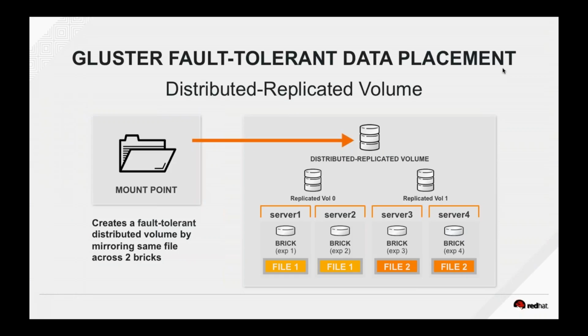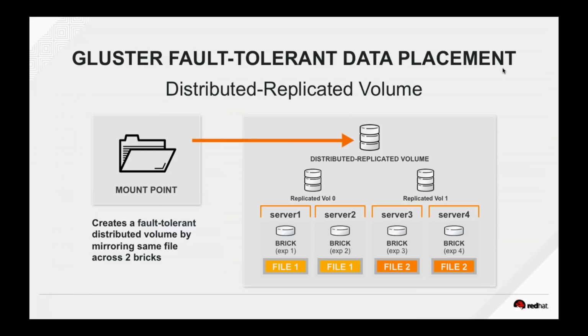For example, file 1 is on brick 1 and on 2 bricks on 2 different servers, which is a replicated volume 0. Then there are again 2 servers doing the second file store. That is also a replicated volume on those 2 servers, and all these 4 servers will actually form a distributed replicated volume. So the data will always be stored twice here. Server 1 has data, and server 2 has the mirror copy of that.